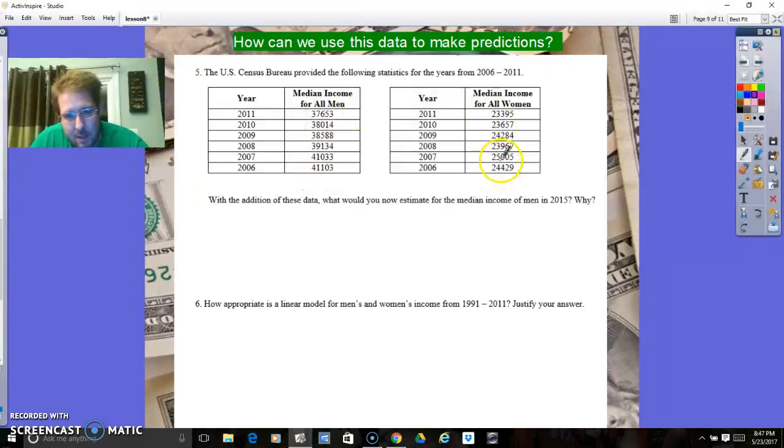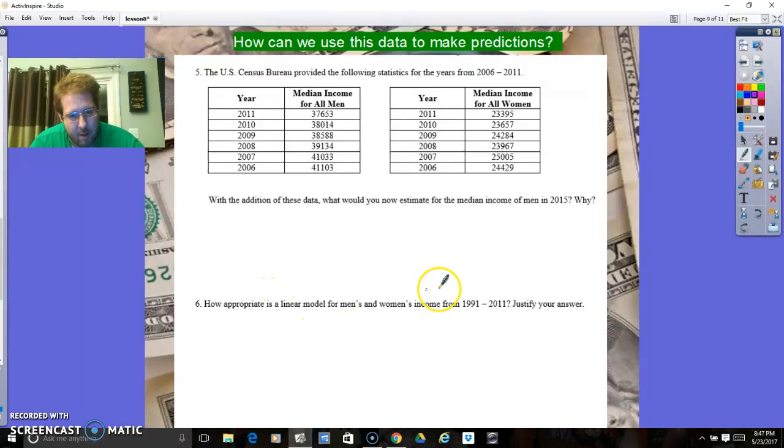Now the women's, let's see, increase here, decrease, back to increase. The women's weren't as affected, I would say. The men went down like $4,000 overall, whereas the women's ended only $1,000 below where they started in 2006. So how would I estimate? The median income for men would have decreased quite significantly, and the women's wouldn't have decreased as much.